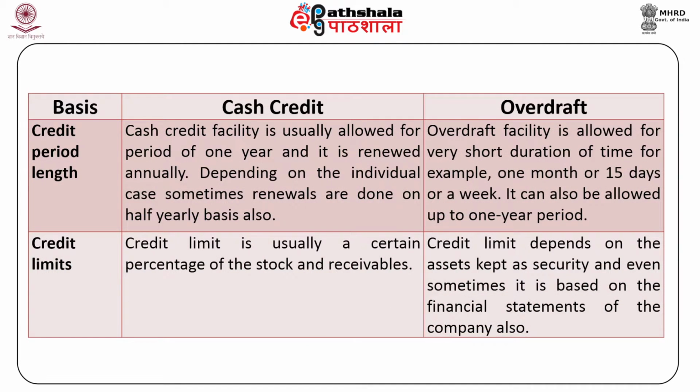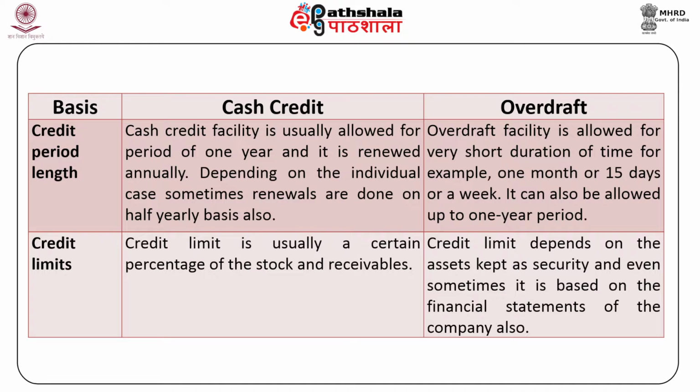Credit period length. Cash credit facility is usually allowed for a period of 1 year and it is renewed annually. Depending on the individual case, sometimes renewals are done on a half-yearly basis also. Overdraft facility is allowed for a very short duration of time, for example, 1 month or 15 days or a week. It can also be allowed up to a 1 year period.